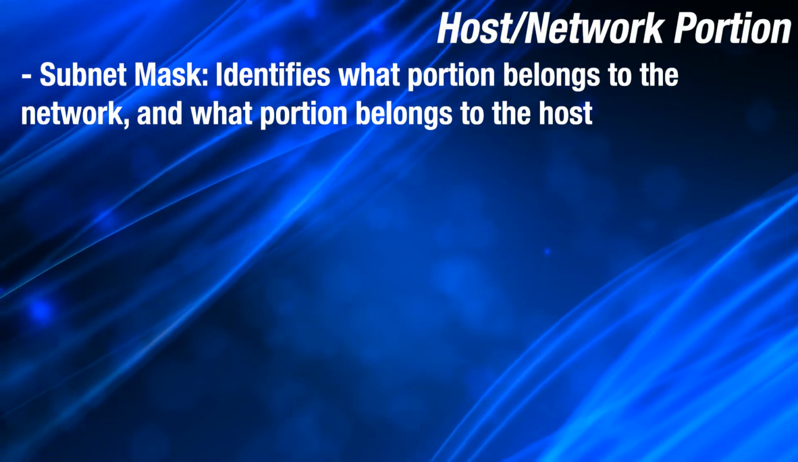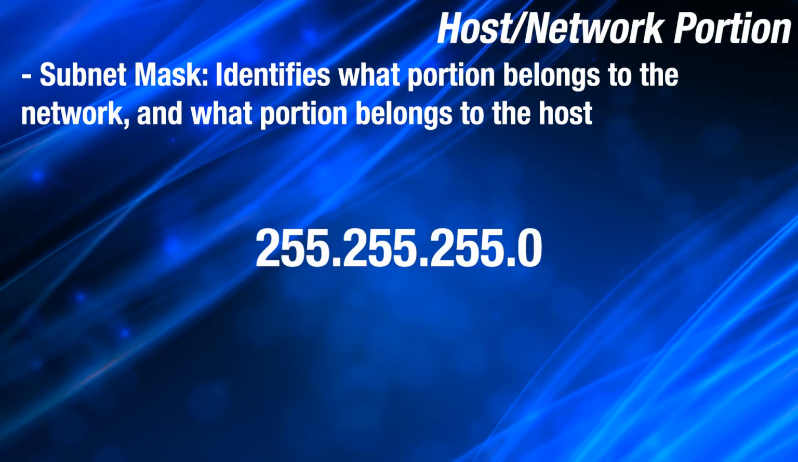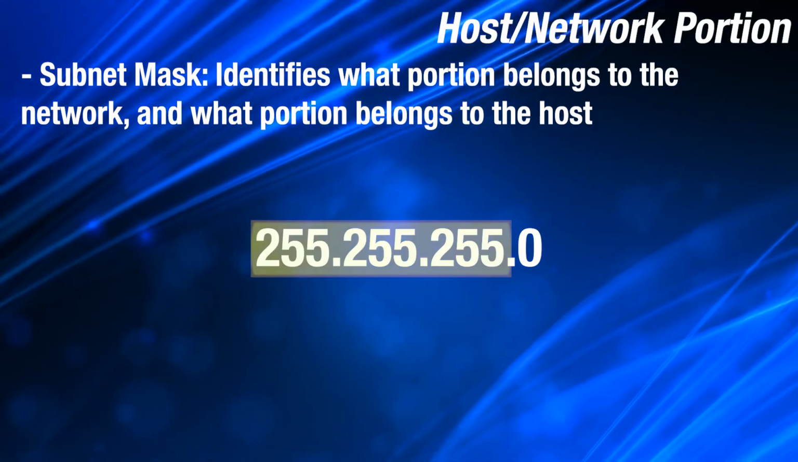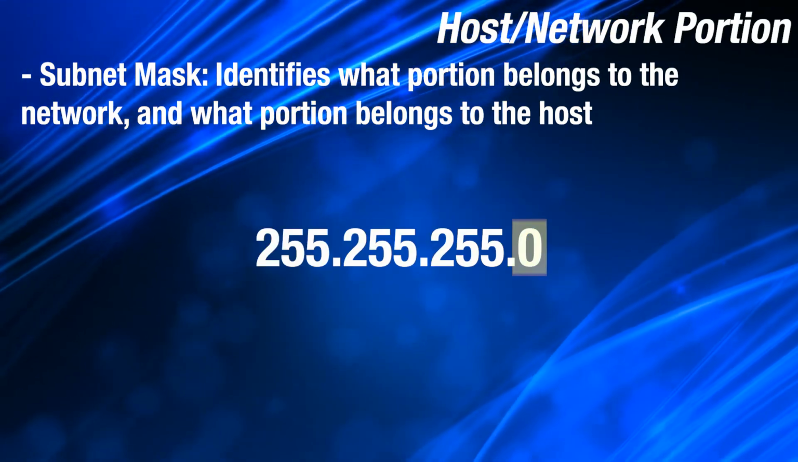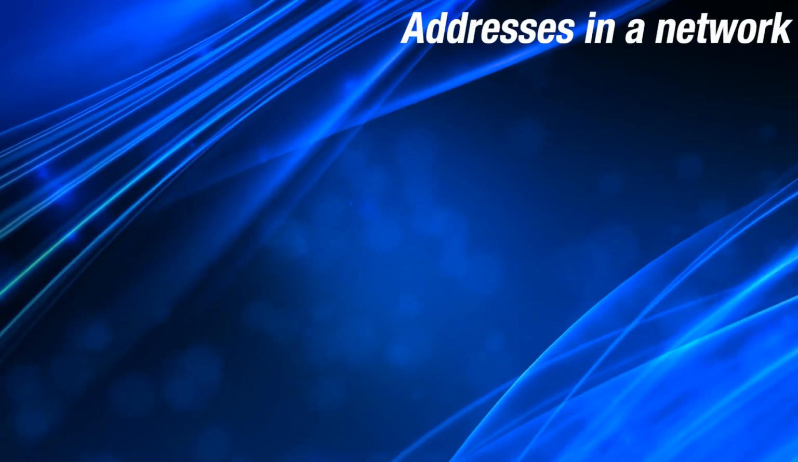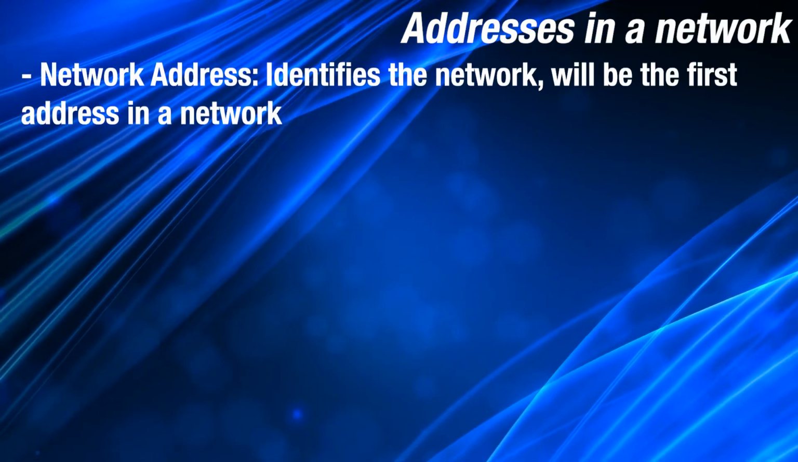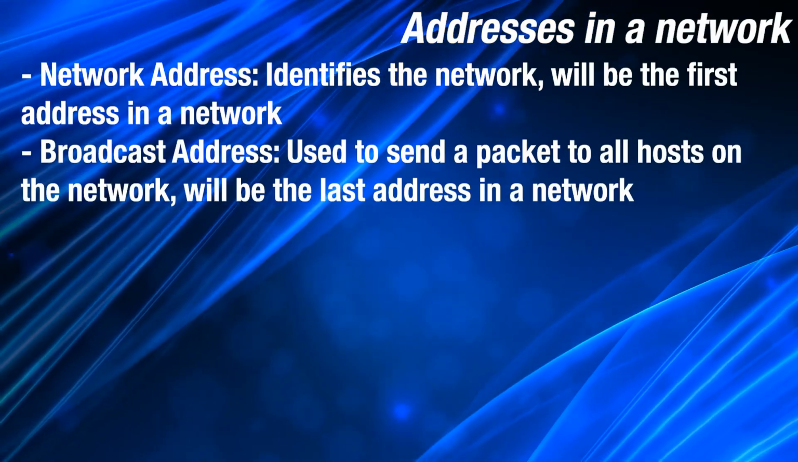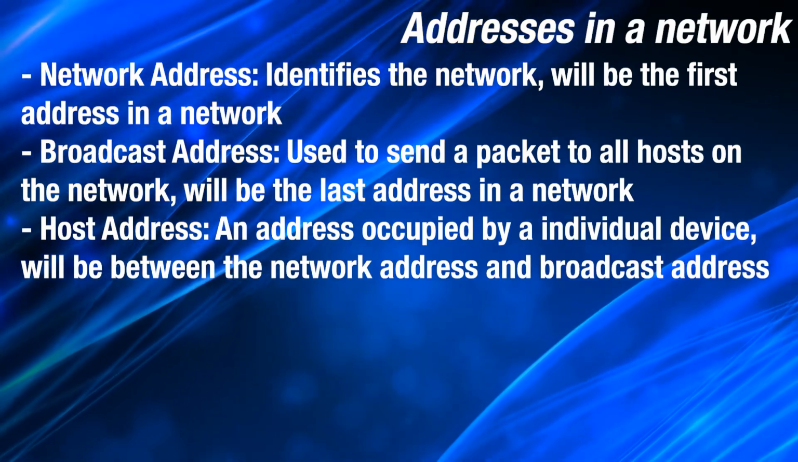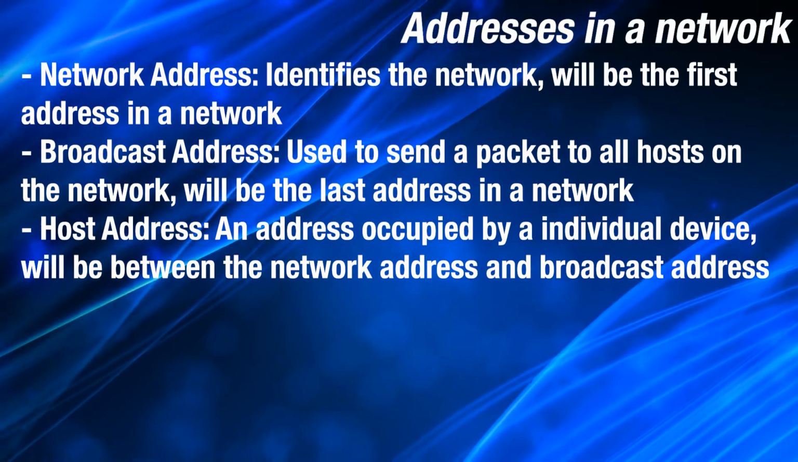The most common subnet mask you will encounter is 255.255.255.0. The first 3 octets are the network portion, while the remainder is the host portion. Let's talk about an important piece of information for these kinds of addresses. There are 3 kinds in a network: the network address, the broadcast address, and a host address. The network address is used to determine the network. It will always be the first address.